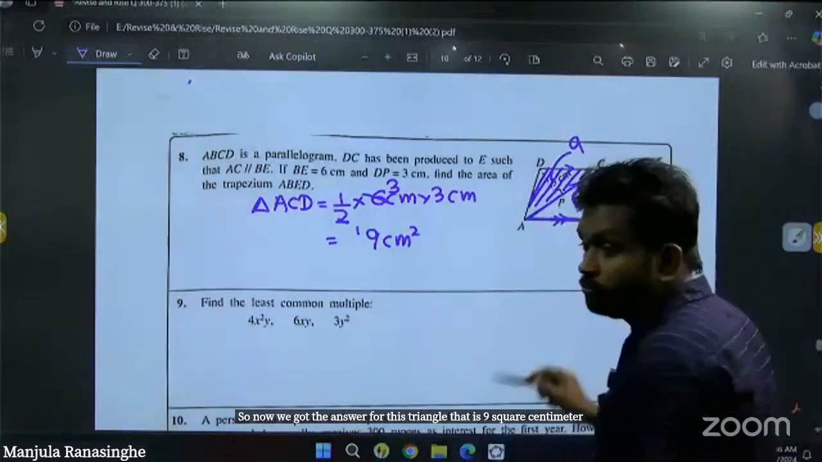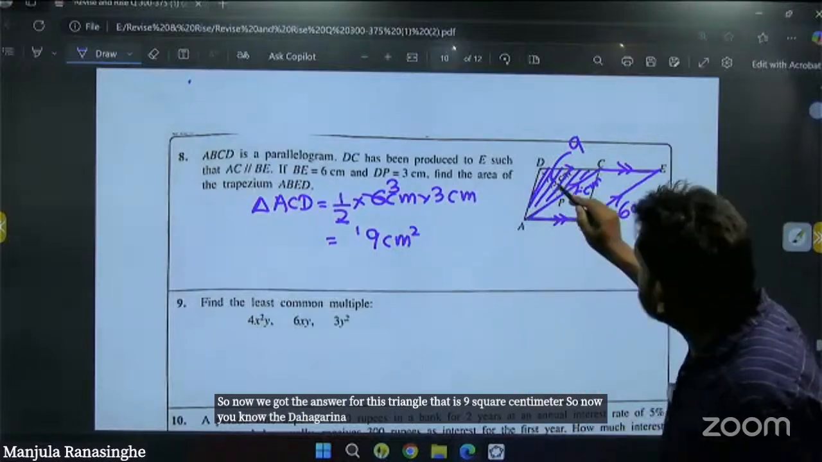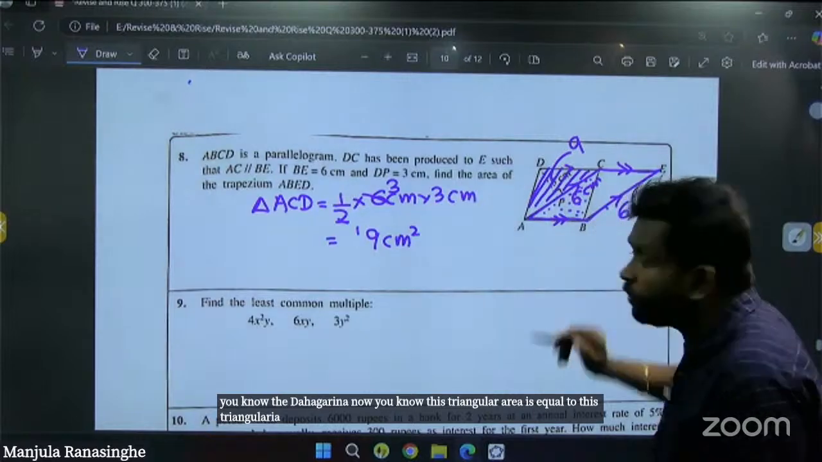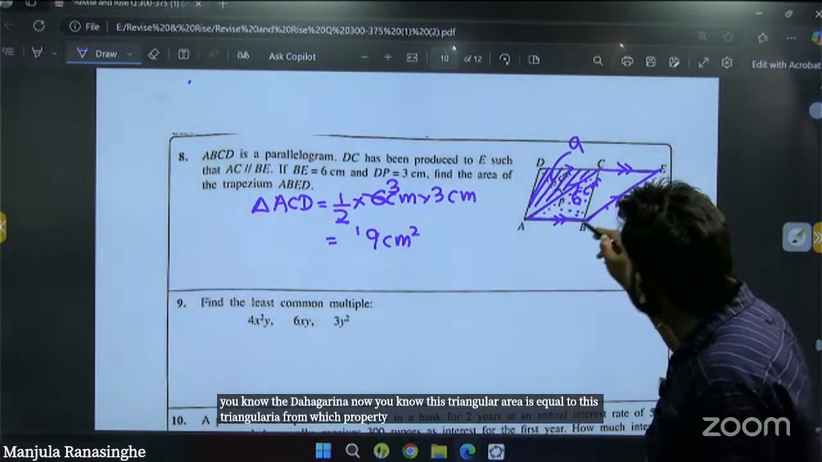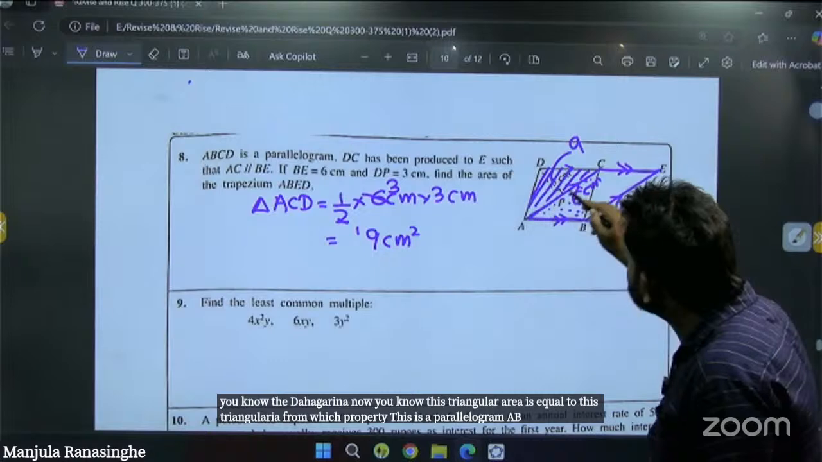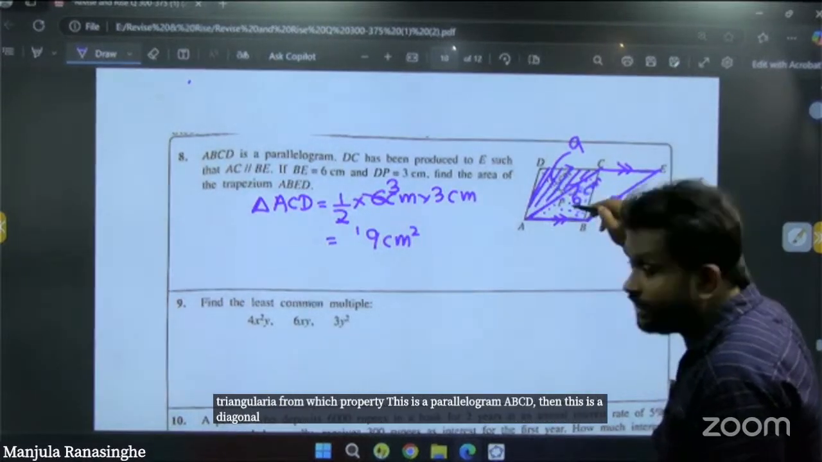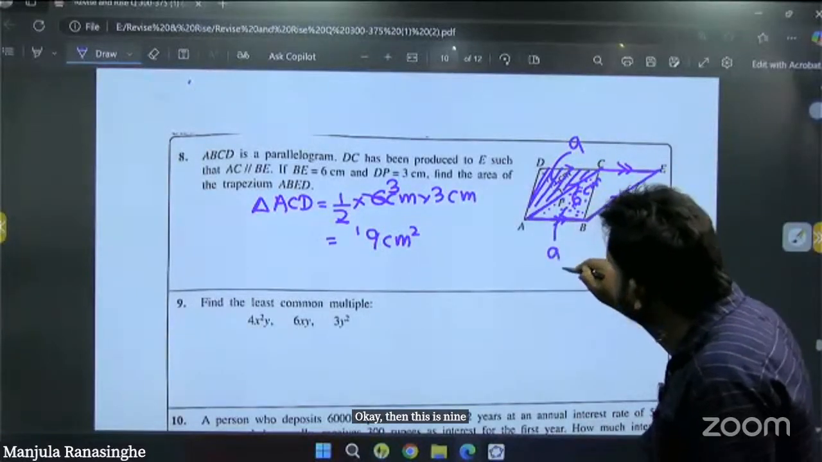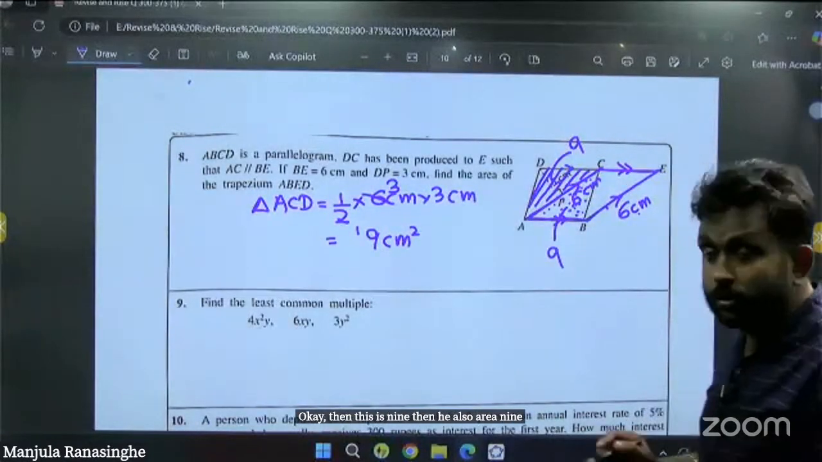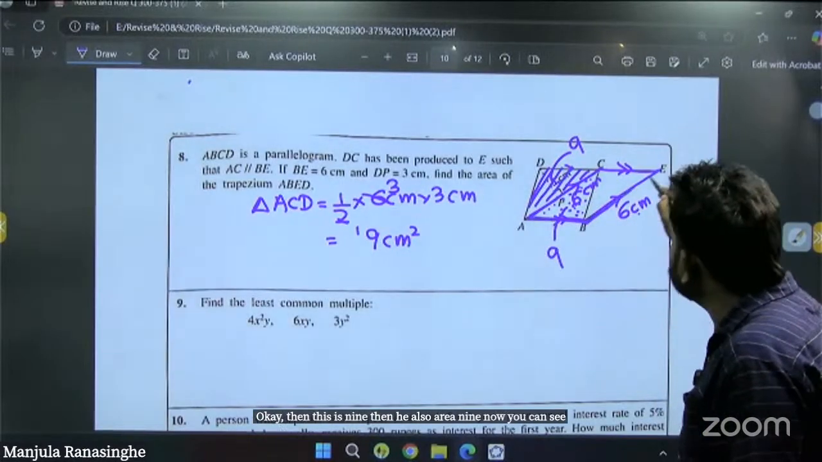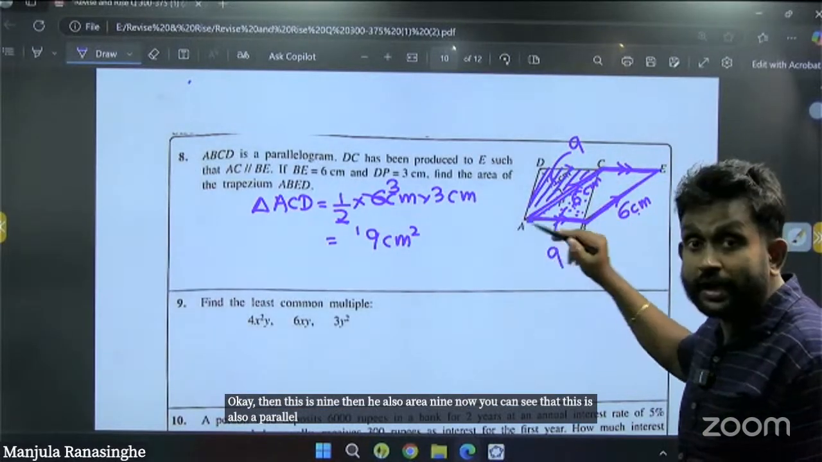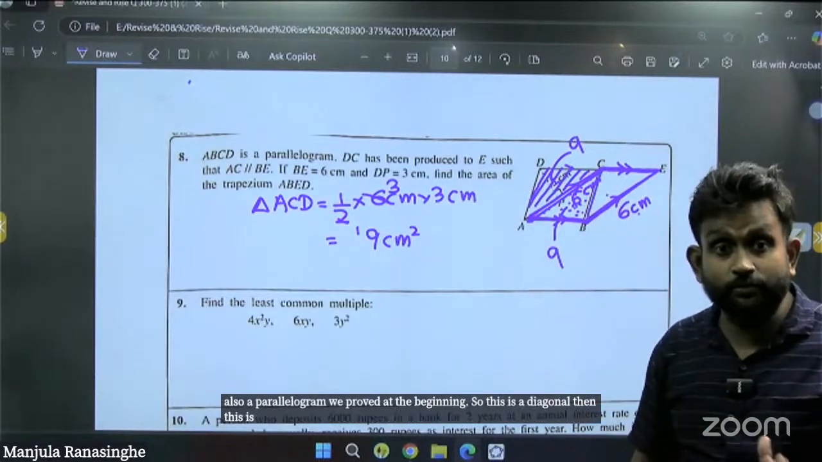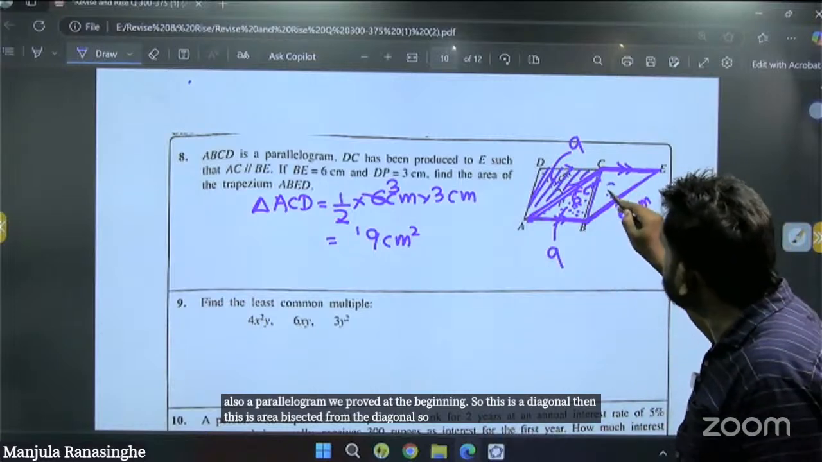Now you know this triangle's area is equal to this triangle's area, from which property? This is a parallelogram ABCD, then this is a diagonal. The diagonal bisects the area. Then this is 9, and here also area 9. Now you can see that this is also a parallelogram, we proved at the beginning. So this is a diagonal, and the area is bisected by the diagonal. So this is 9, which means here also 9.